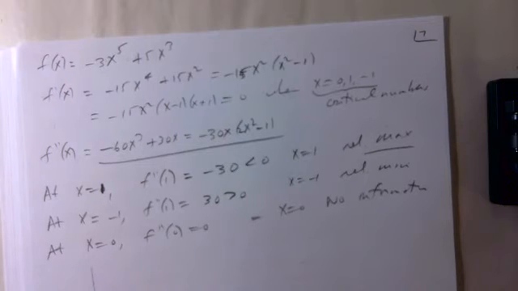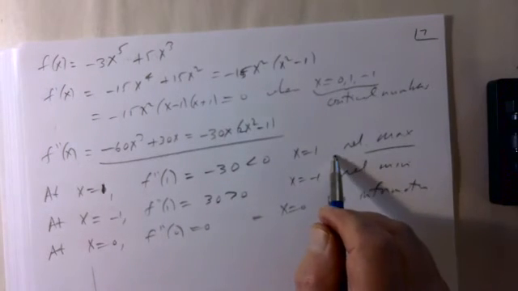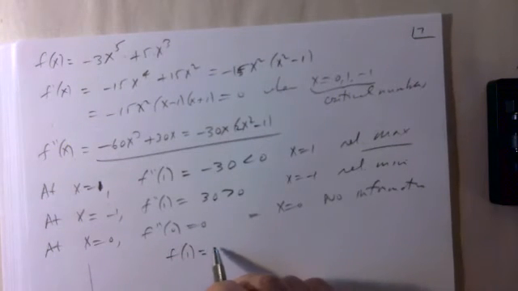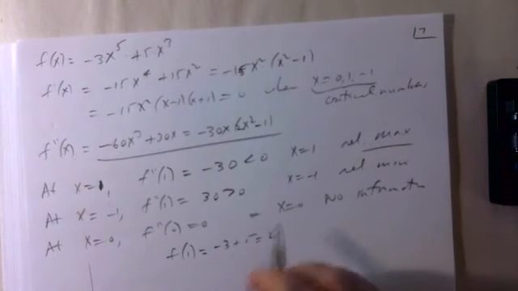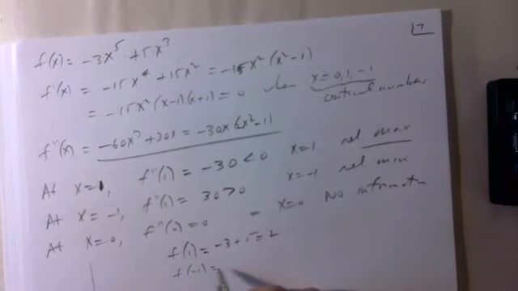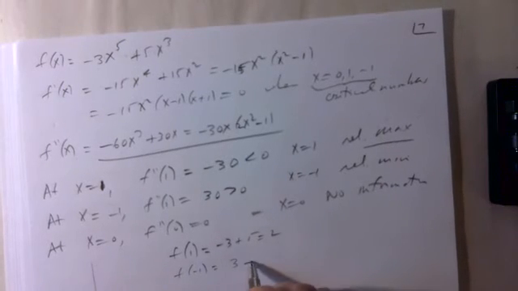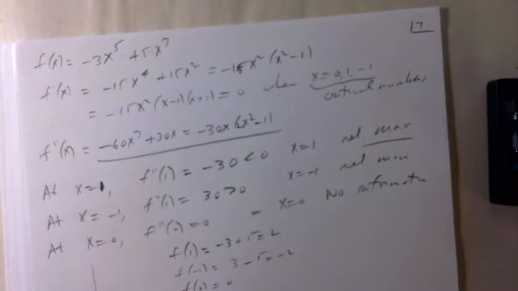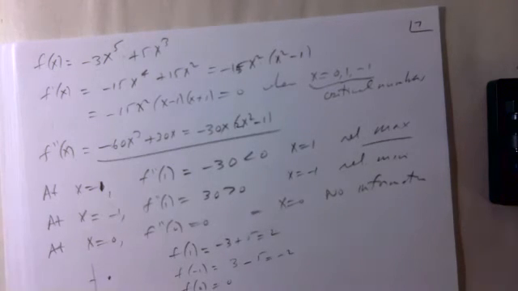And if you were to graph this, let's see. When x is equal to 1, f of 1 is minus 3 plus 5, which is 2. F of minus 1 is 3 minus 5, which is minus 2. F of 0 is equal to 0. So this function goes through the points (0, 0), (1, 2), and (minus 1, minus 2).